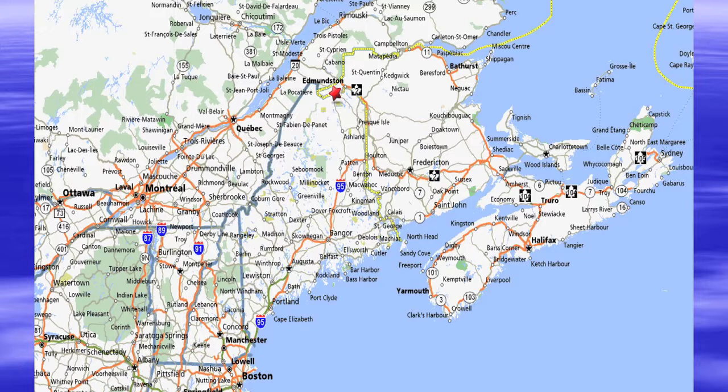And the University of Maine at Fort Kent is right here at the top of Maine. It's one of the smaller campuses, about 1,000 students or so.